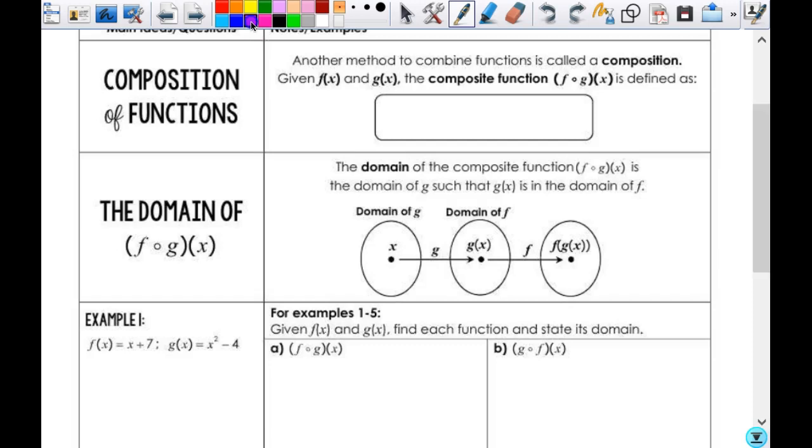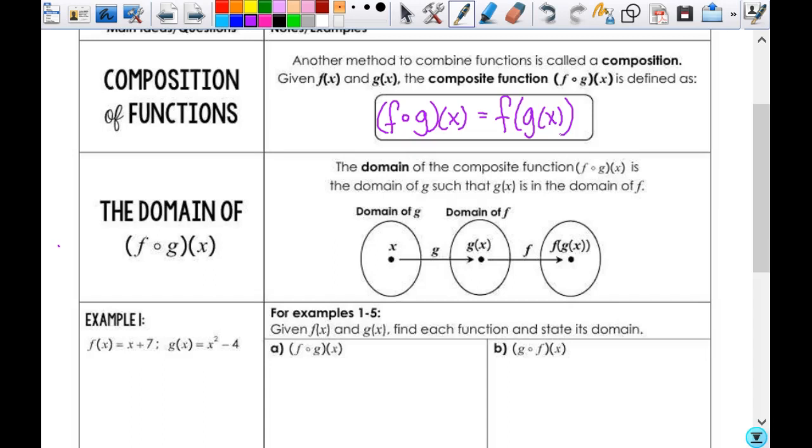So composition of functions. It says another method to combine functions besides the add, subtract, multiply, and divide is called composition. So given f of x and g of x, the composite function f of g of x is defined as, so it can be f of g of x. It kind of looks like fog, but that's not an O. But it's also not a dot, because when we did multiplication, it was a dot. Right? So not a dot there. So f of g of x equals, another way to write it is f of g of x. I actually prefer that way.